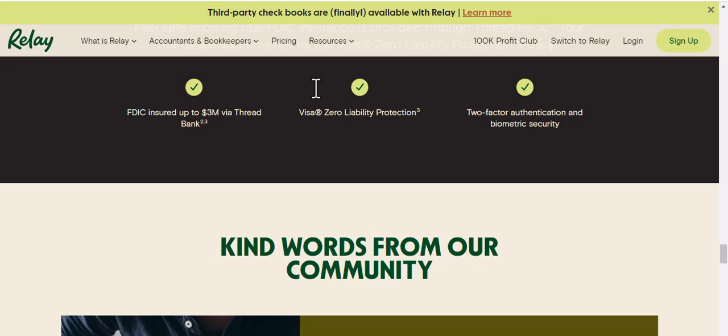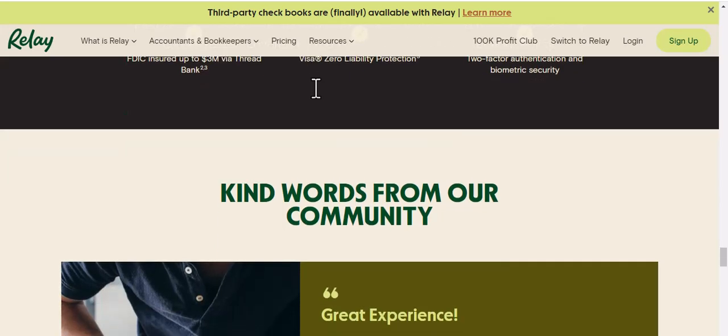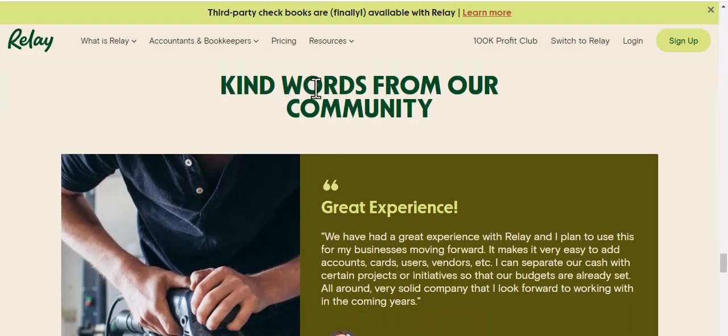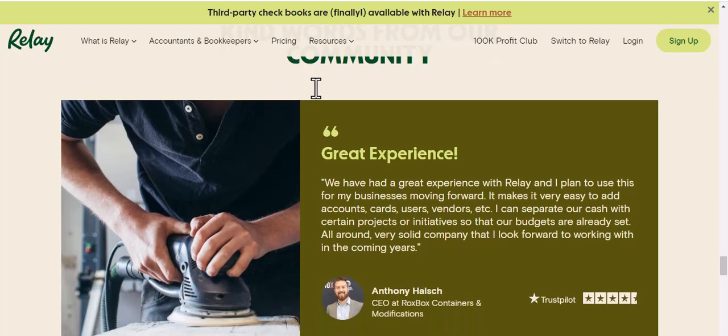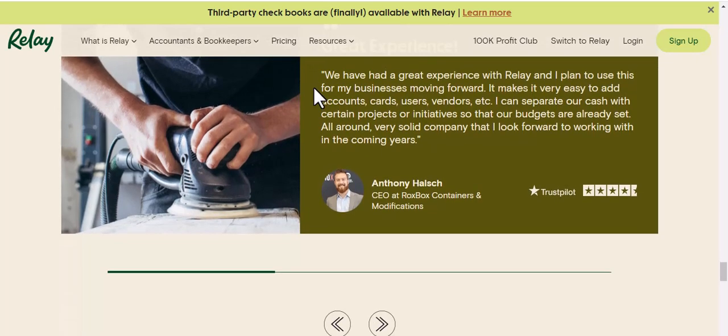So, take a moment to consider how you can leverage Relay's customization features to bring more clarity and control to your business finances. It's a small step that can lead to significant improvements in your financial management and overall business success. Don't let your financial data remain a mystery. Unlock its potential by mastering the art of labels and purposes.